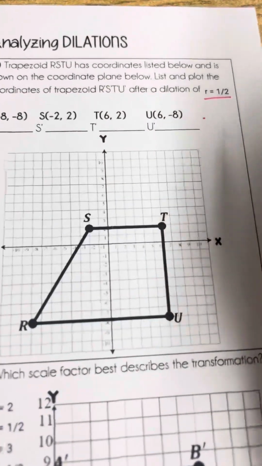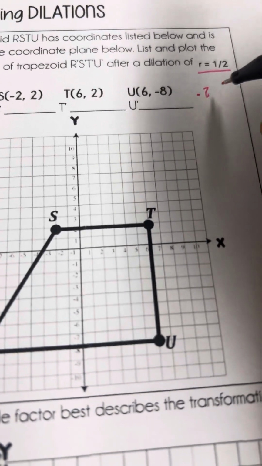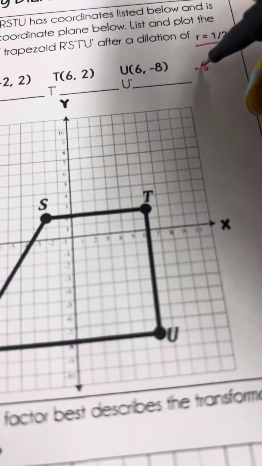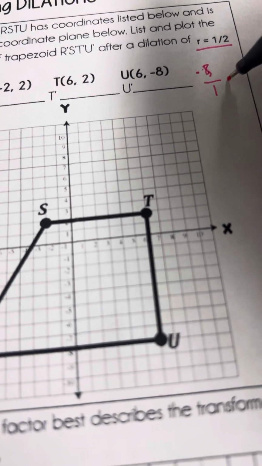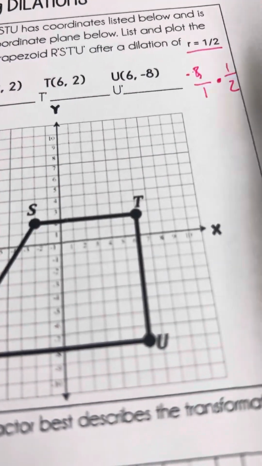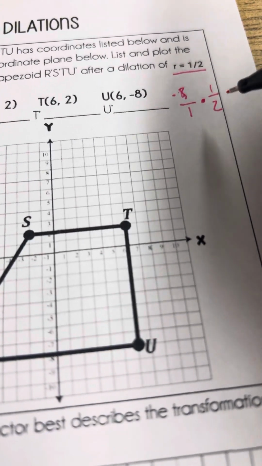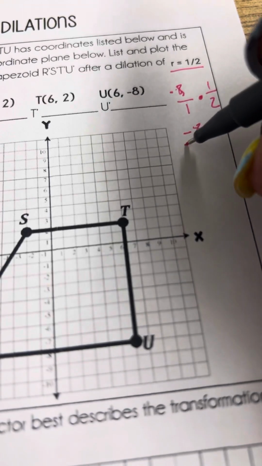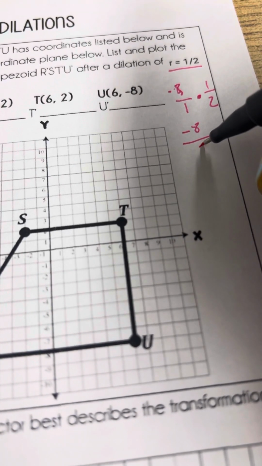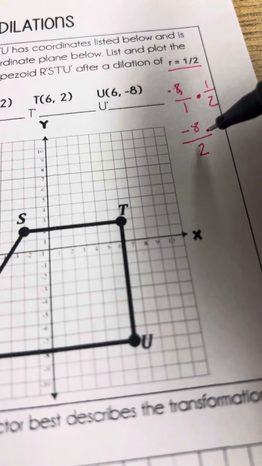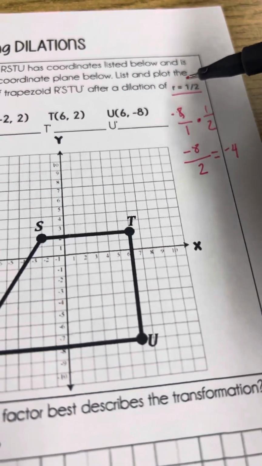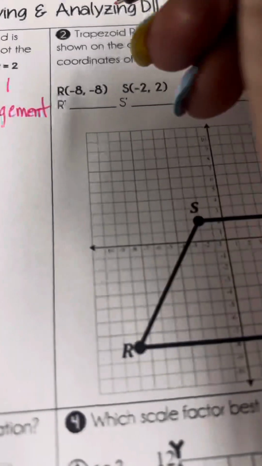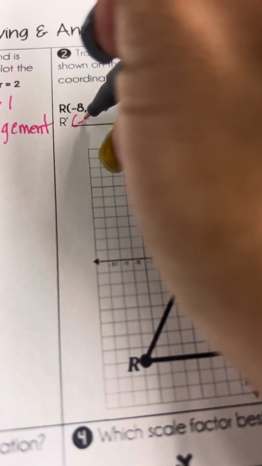So you have -8. I'm going to place that over 1, and I'm going to multiply it times 1/2. I'm going to multiply across. -8 times 1 is -8. 1 times 2 is 2. 2 goes into -8 -4 times. So it's basically like taking half of the number. So this is -4, -4.